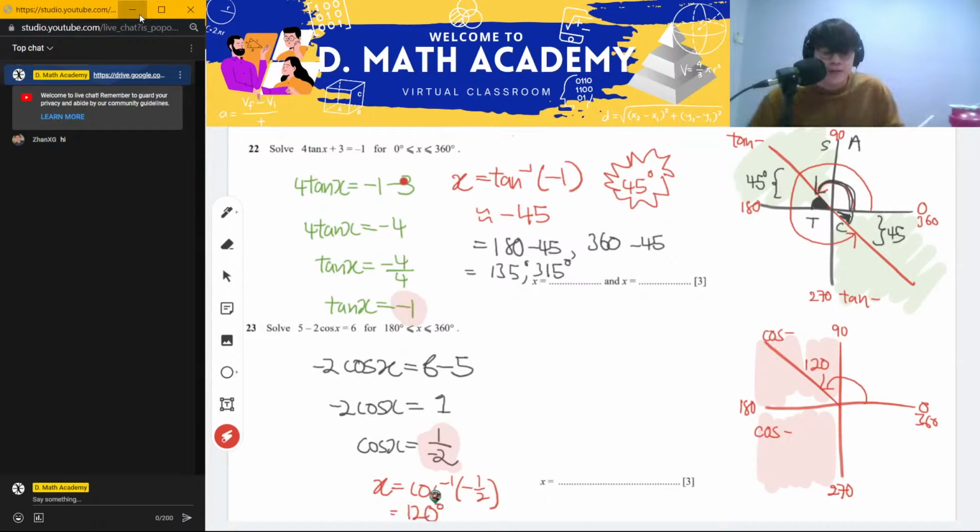How is it negative equals to... Okay, this part here, guys, when you transfer the -2, it doesn't change the plus minus, right? When you transfer the -2, it doesn't change into positive. It still remains as -2 first. So when it's -2 for cosine, it is for the second and third quadrant. Understand?